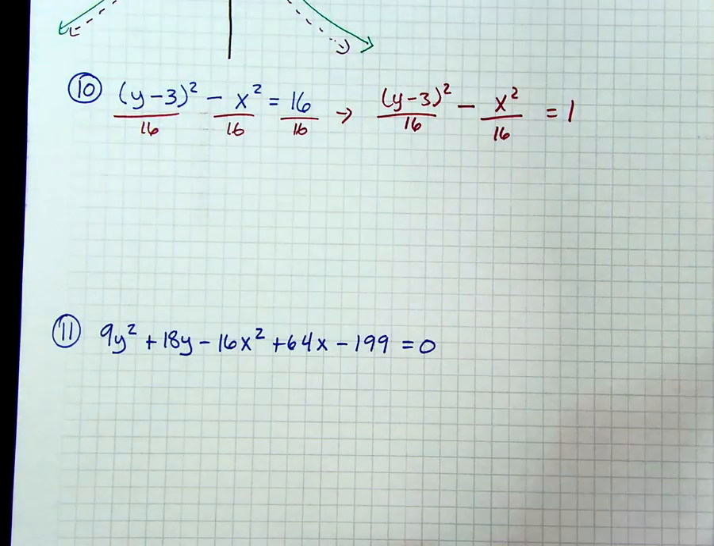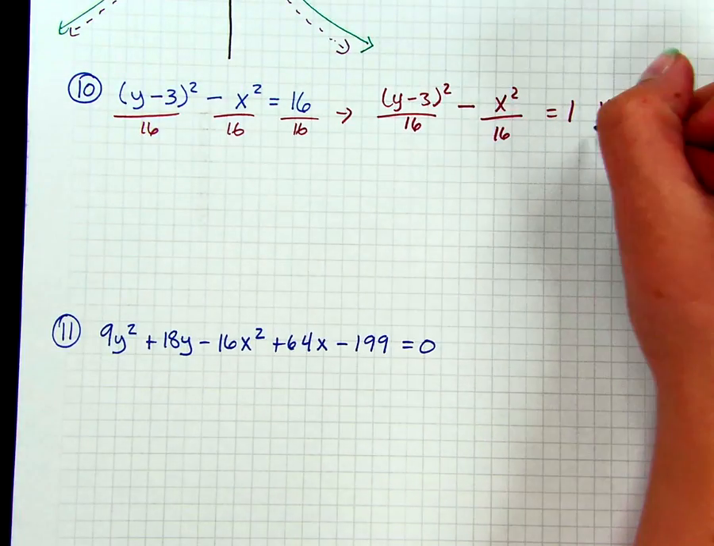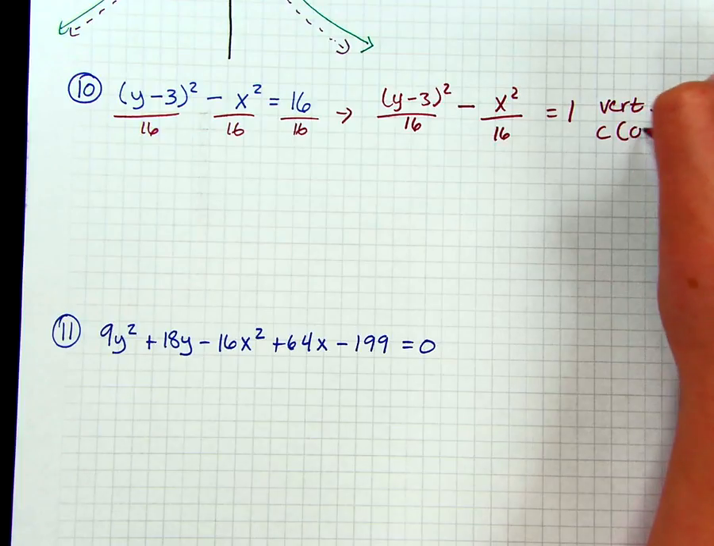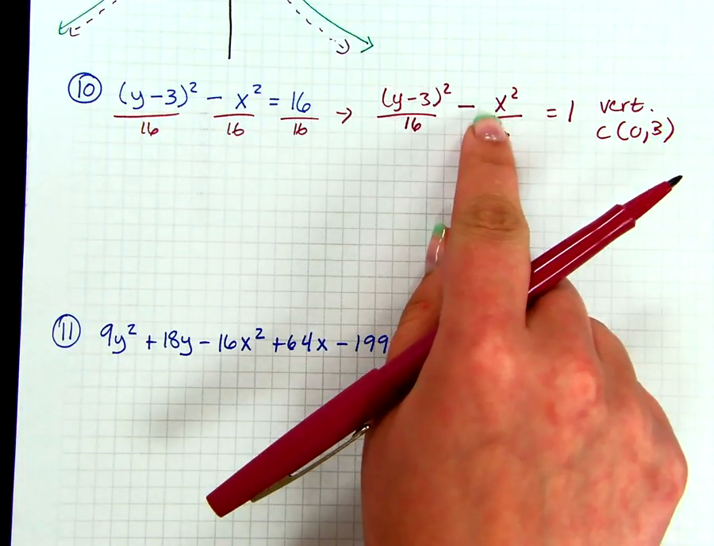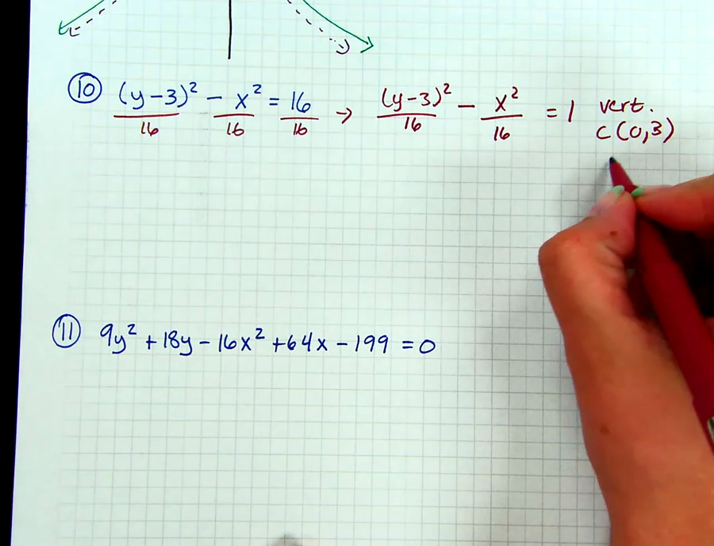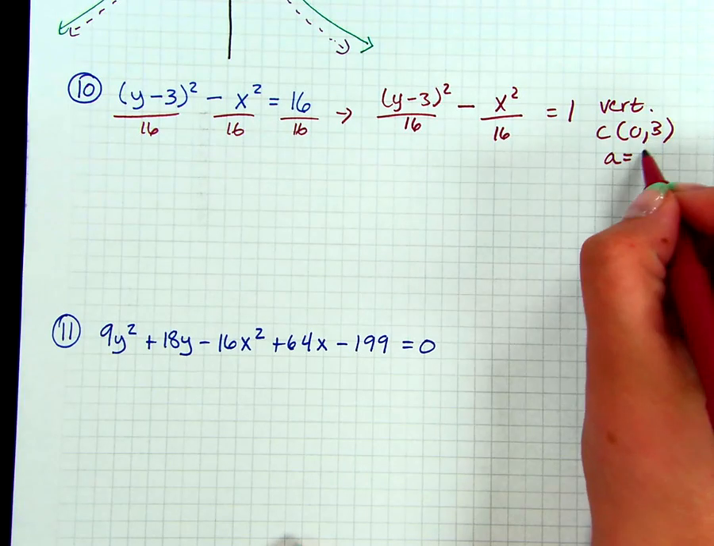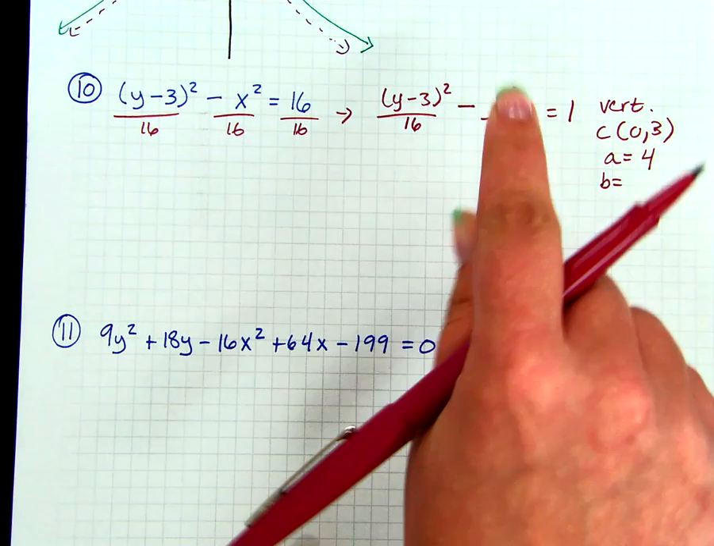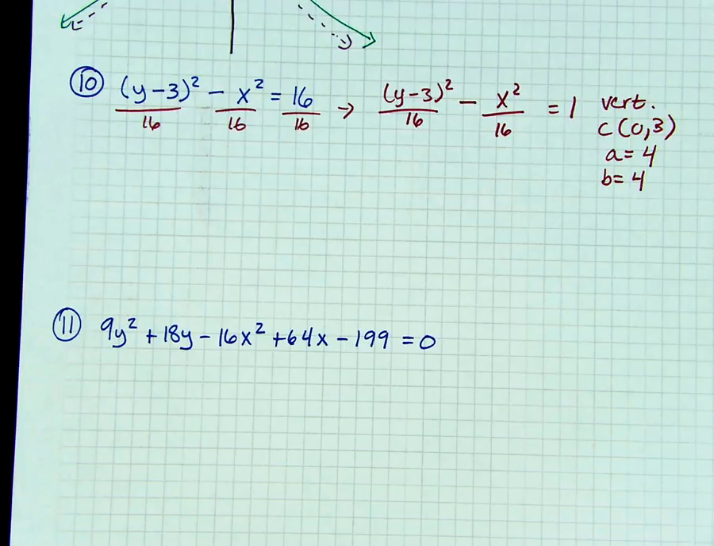Since y is positive, this is going to be vertical. The center is at 0, 3. h is always with x, so since there isn't a parenthesis, it's 0. And k is always with y. A is going to be the square root of 16, so 4. And b is also the square root of 16. So a and b are the same, which can happen, so that's okay. And now we are going to graph.